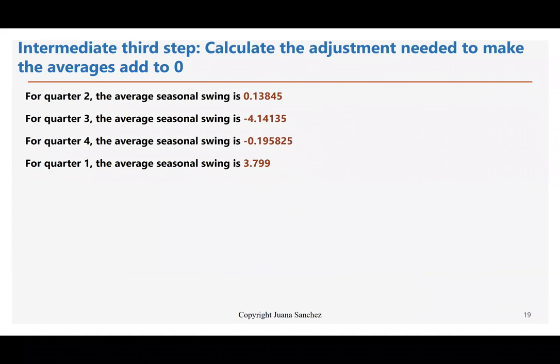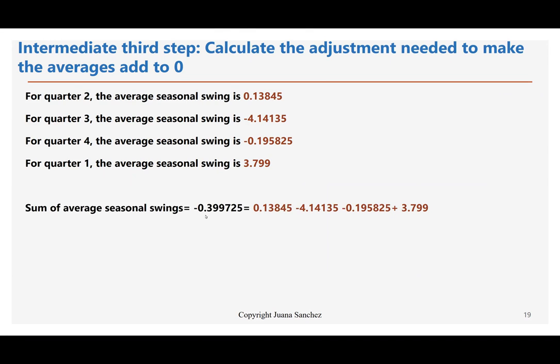The third intermediate step is to make sure that these averages that we have calculated, these average seasonal swings, add up to 0. They do not add up to 0 the way we have them. In order to make them add up to 0, we need some little adjustment. So we first add all the averages and then divide by the number of averages we have, which is 4. And that gives us the adjustment.